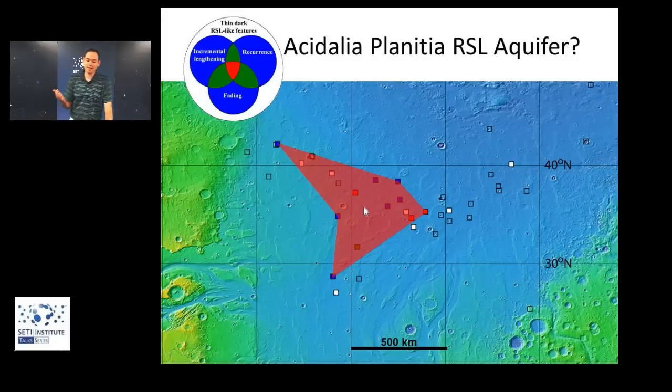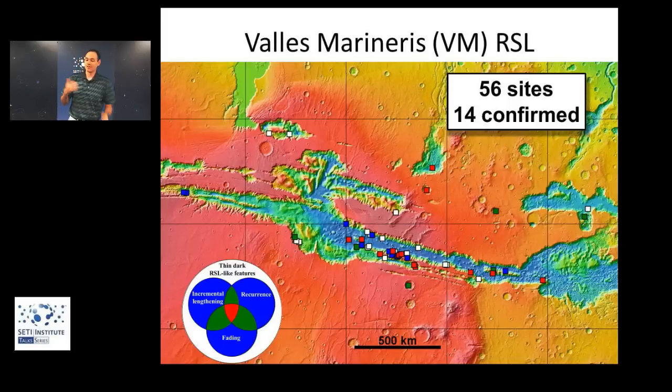Maybe it's like pingo formation, where you've got ice forming, it's freezing in, and the ice is expanding and pressurizing your aquifer. It's very difficult no matter what, but the observations are there. We just have to come up with a good idea to figure out what's going on. So now we're going to switch gears, go to Valles Marineris.